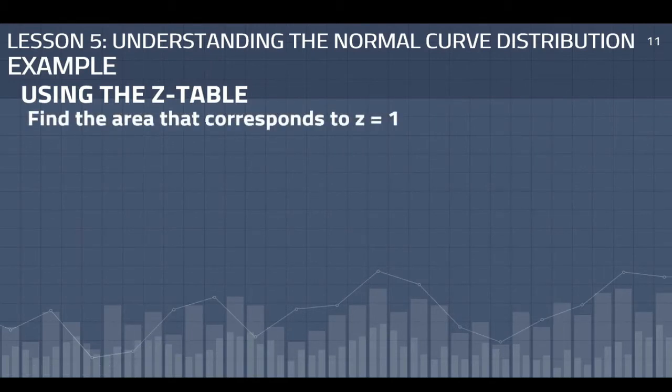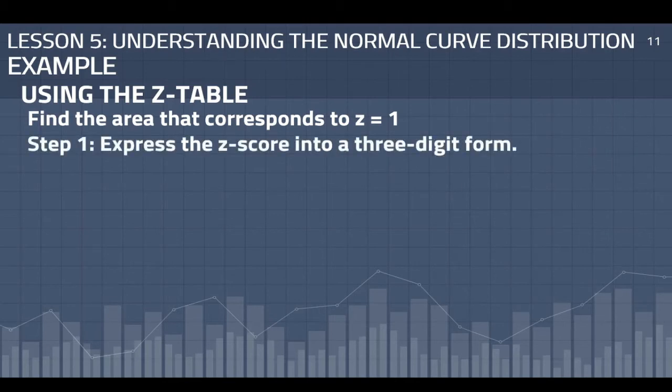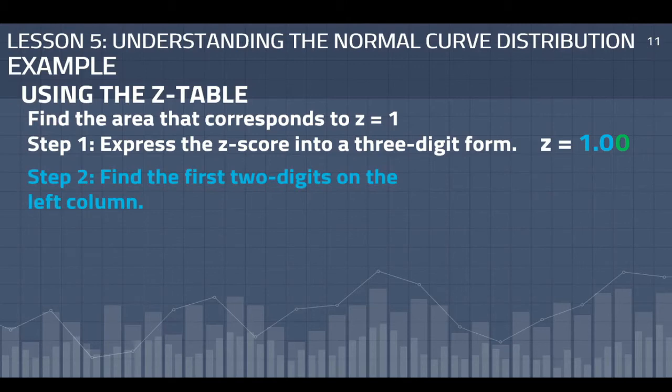For example, let us find the area that corresponds to Z is equals to 1. So, paano natin kukunin yung area? So, step 1, express the Z-score into a 3-digit form. Sir, yung 1 natin is 1 digit lang. So, ang gagawin natin dyan, gagawin natin 1.00. Yun yung unang step. Ano yung susunod na step? Step 2, find the first 2 digits on the left column.